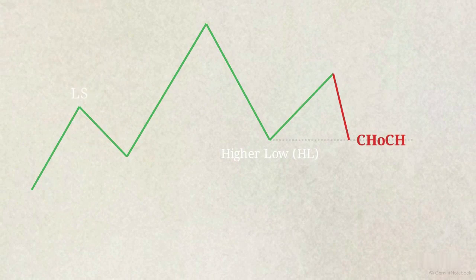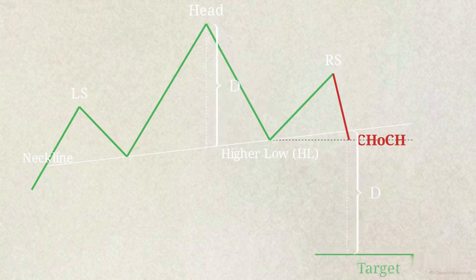Zooming out, that change of character takes on broader context. The initial advance formed the left shoulder, the deeper push created the head, and the subsequent failure to reach the previous peak created an exhausted right shoulder. To calculate the profit target for this breakdown, you measure the vertical distance from the peak of the head to the neckline. Projecting that distance downward from the breakout point identifies where the selling pressure is likely to reach equilibrium.